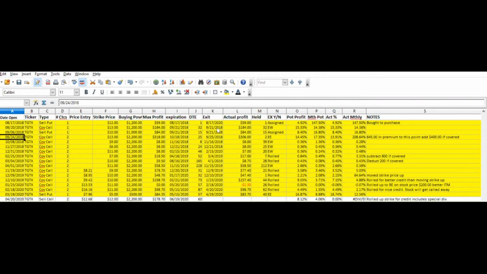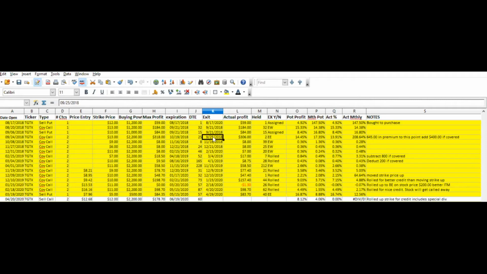covered call expired worthless. So the next Monday, now I'm selling 2 contracts on a covered call. Again, I go for the $13 strike price. Still just $2,200 in my buying power. This had a maximum profit of $318. It was 25 days out to expiration.